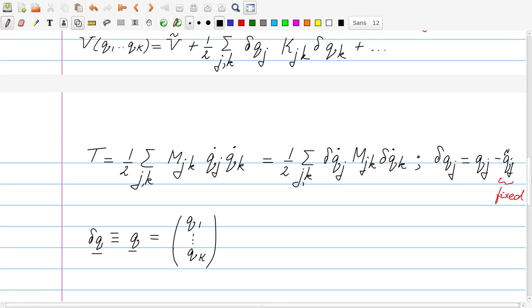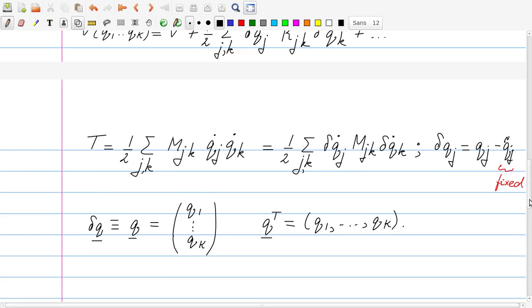So in order to simplify the notation, I will not keep using the delta q, but I will just write it as q. So from now on, when you read a q_j, it is in fact delta q_j in this language. And I can write this q, which is a vector, as a column vector, q_1 to q_K. I could also consider the q^T, that's the transpose of the column vector, and that will become a row vector, q_1 running up to q_K.